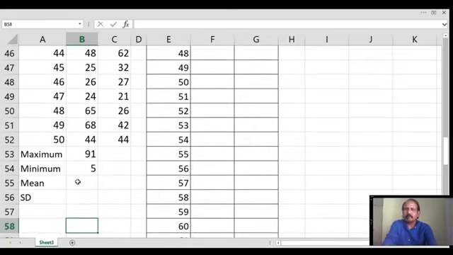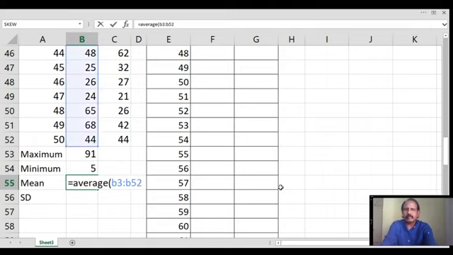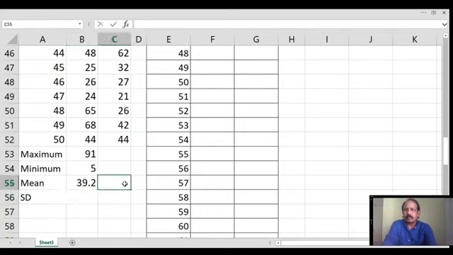Now friends, we have to find the means of male and female separately. For that, first of all, we find the mean of male in B55, and for that the function is equal AVERAGE, then the data range of male, that is B3 to B52, then bracket over and press the enter key. In this way we have got the mean of male.